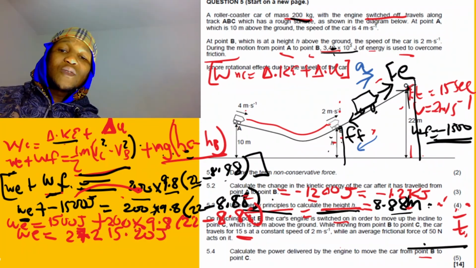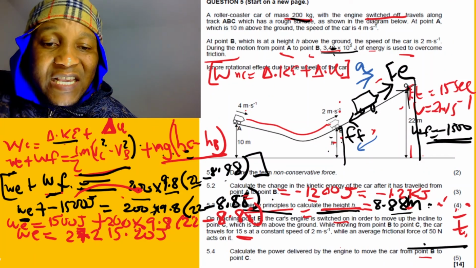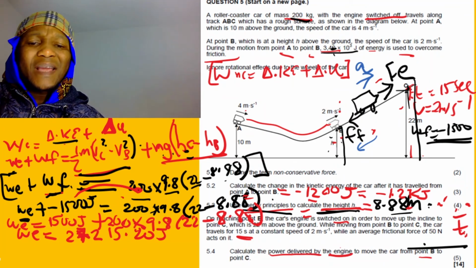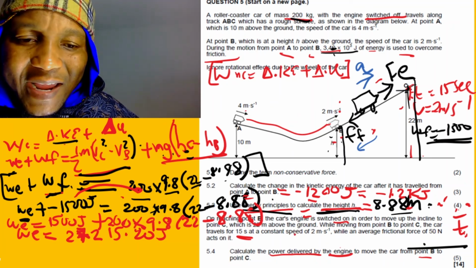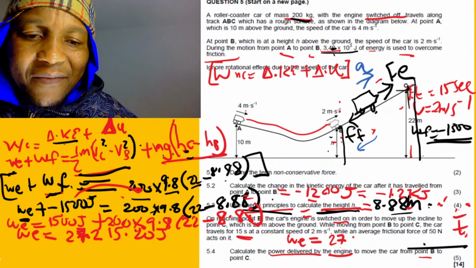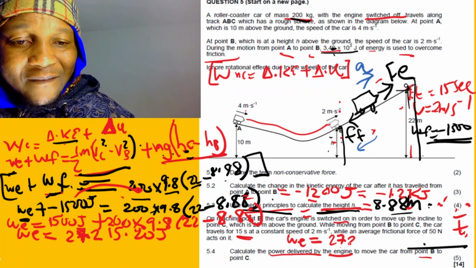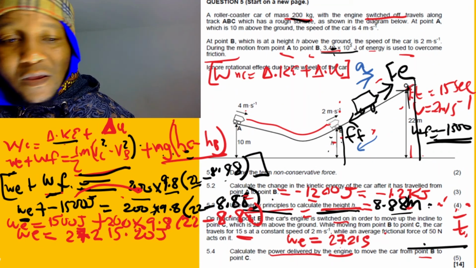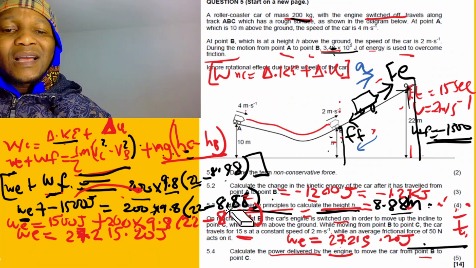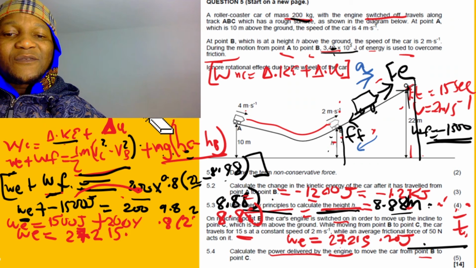So this is the work done by engine, but it is not the power delivered by engine. But we can get the power delivered by engine. So work done by engine equals 27,215.20 joule. So now we want to get power. It's easy. If you have the work done, you can get power easily.